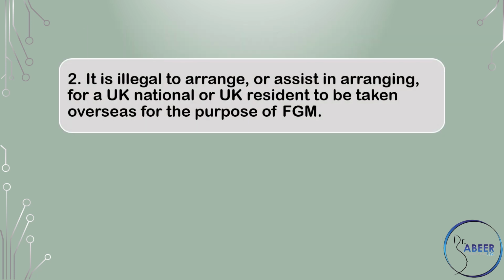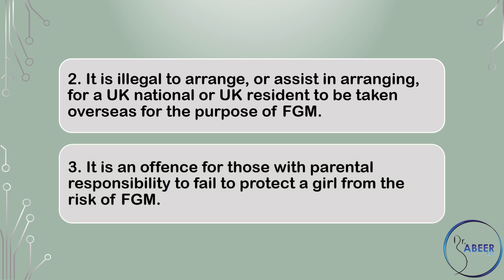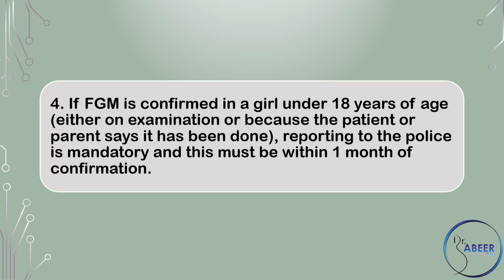It is illegal to arrange or assist in arranging for a UK national or UK resident to be taken overseas for the purpose of FGM. It is an offence for those with parental responsibility to fail to protect a girl from the risk of FGM. If FGM is confirmed in a girl under 18 years of age, either on examination or because the patient or parent says it has been done, reporting to the police is mandatory, and this must be within 1 month of confirmation.